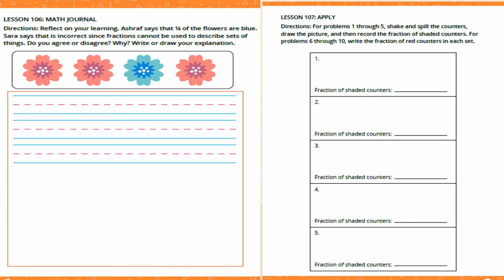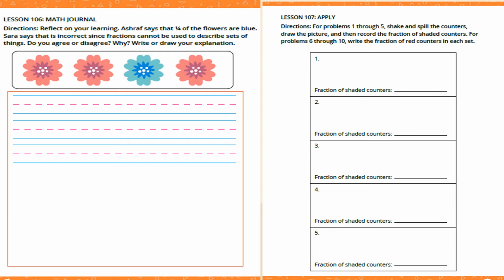Here on your learning, Ashraf says that 1 over 4 of the flowers are blue. Zara says that is incorrect since the fraction couldn't be used to describe sets of 6. Do you agree or disagree? Why? Write or draw your comment.